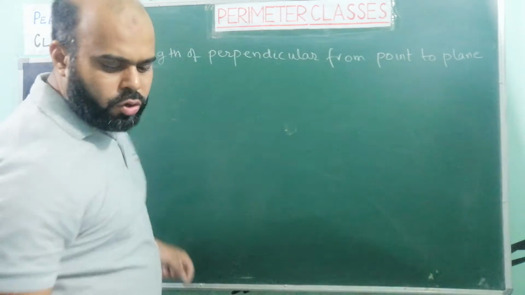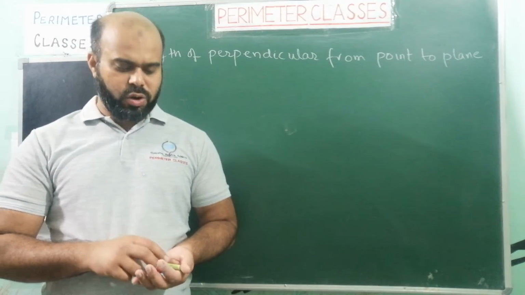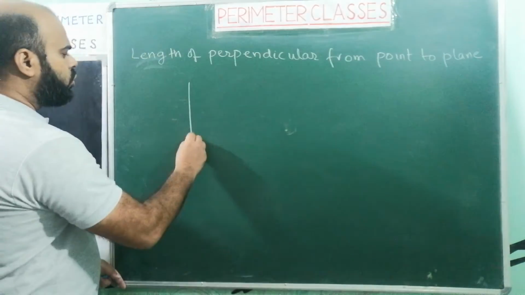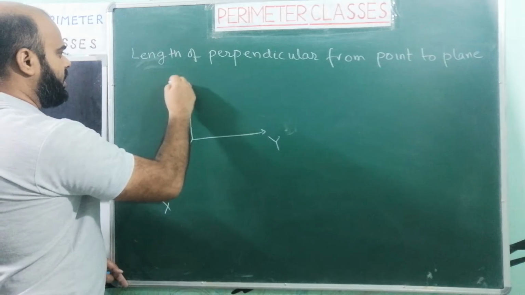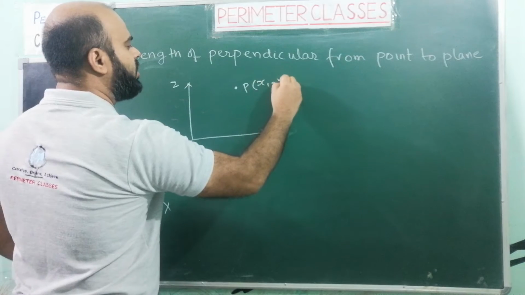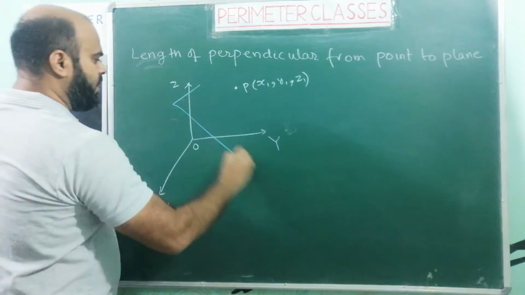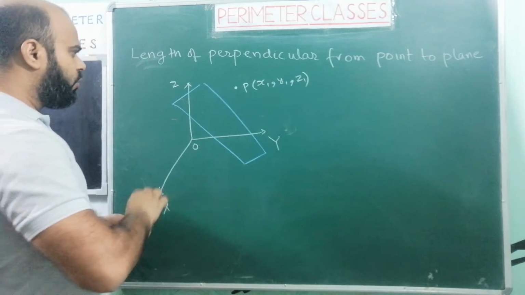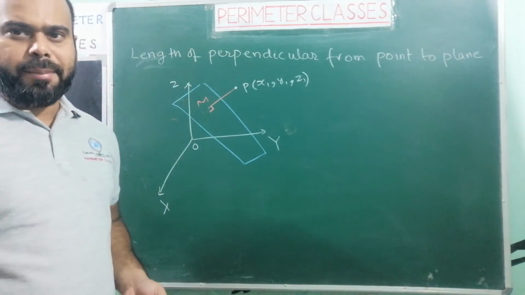Now I come to the topic of this lecture. There is a plane and there is a point, and you have to find the perpendicular from the point on the plane. So let us make a figure something like this, and suppose there is a point somewhere here (x1, y1, z1), and we can take a plane which is somewhere here, and we have to find the perpendicular from this point on this plane, that is the length PM.